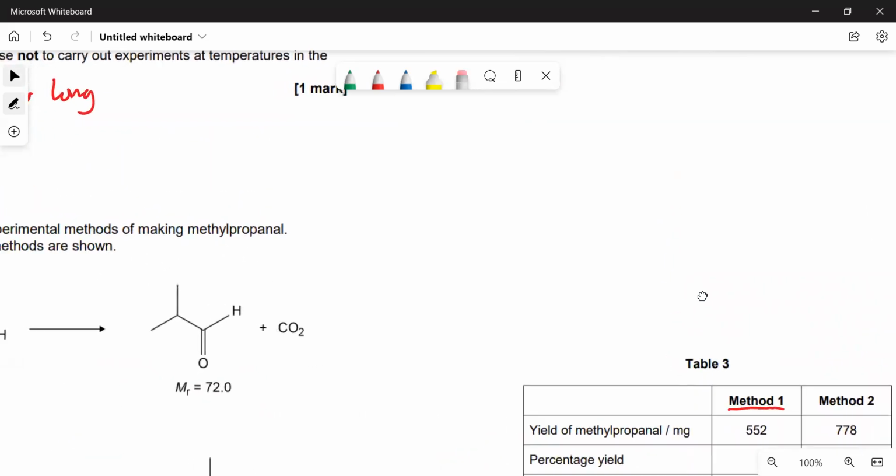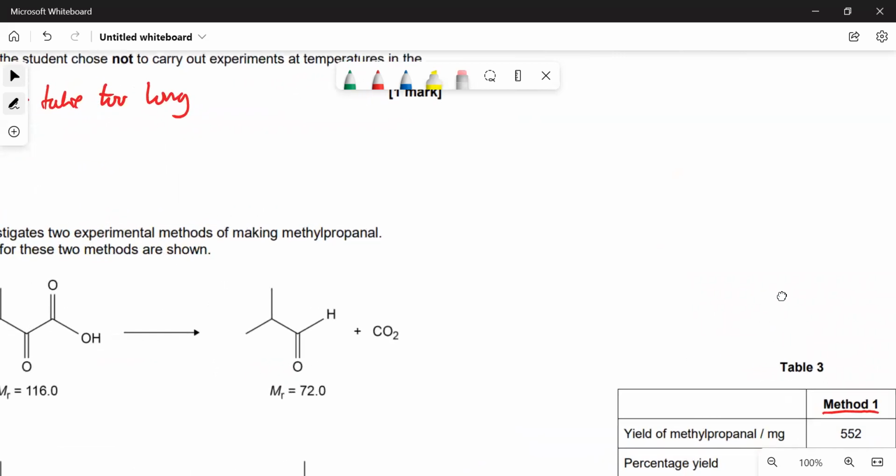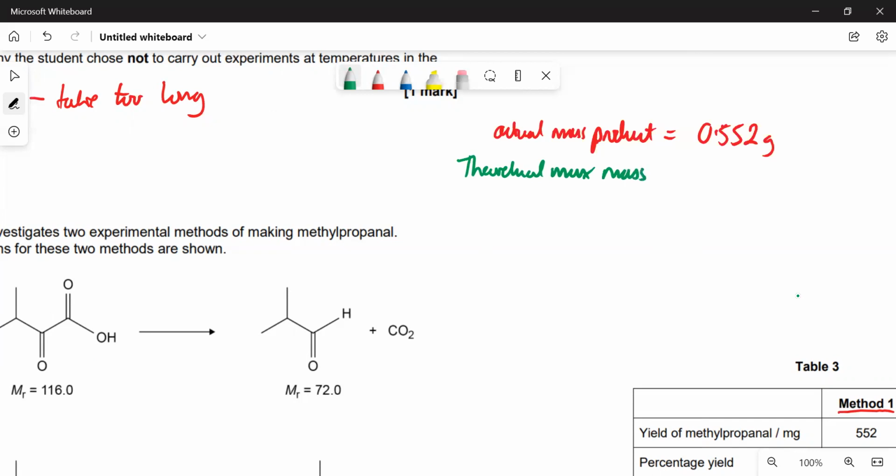So what mass do we actually make? We make 552 milligrams. So the actual mass of product is 552 milligrams. Let's convert that to grams. That's 0.552 grams. Now, when you're working out percentage yield, you need to work out the theoretical maximum. That's what we're going to work out there.